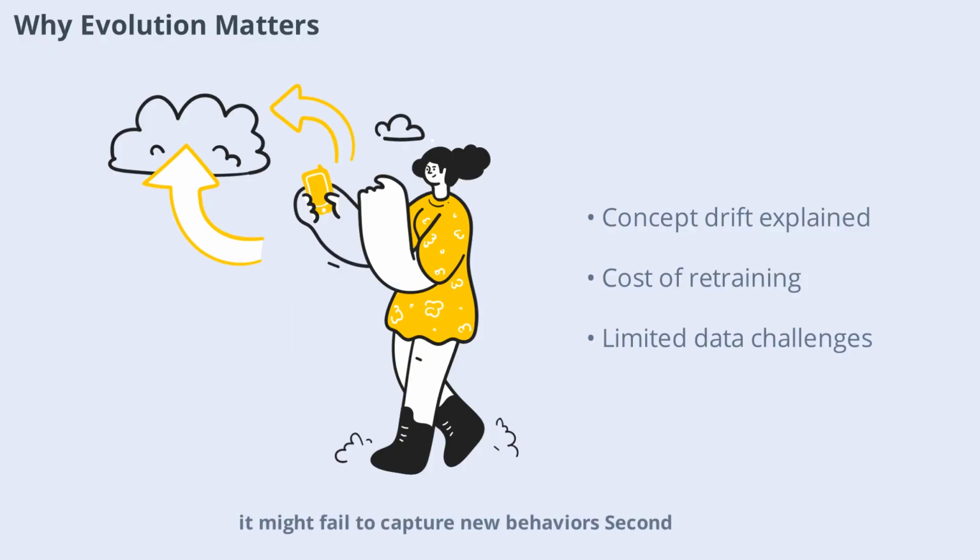Second, computational cost is a big concern. Training large models from scratch every time is expensive and time-consuming. Finally, data availability can be limited. Sometimes you only have access to small amounts of new data, making full retraining impractical. These challenges make model evolution techniques not just useful but essential for keeping your models relevant and efficient.